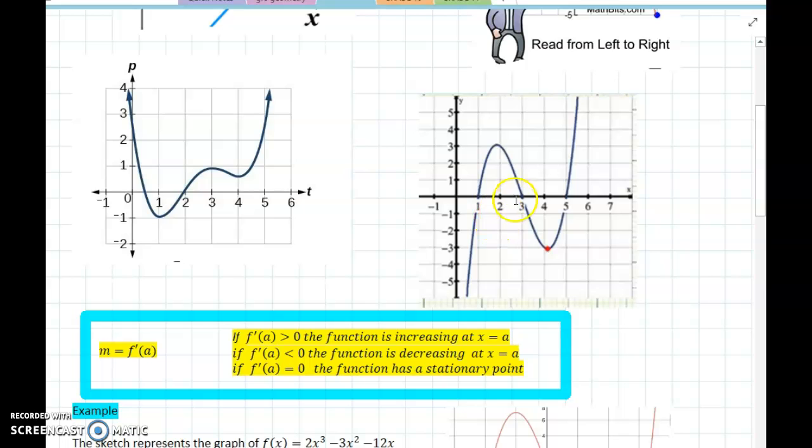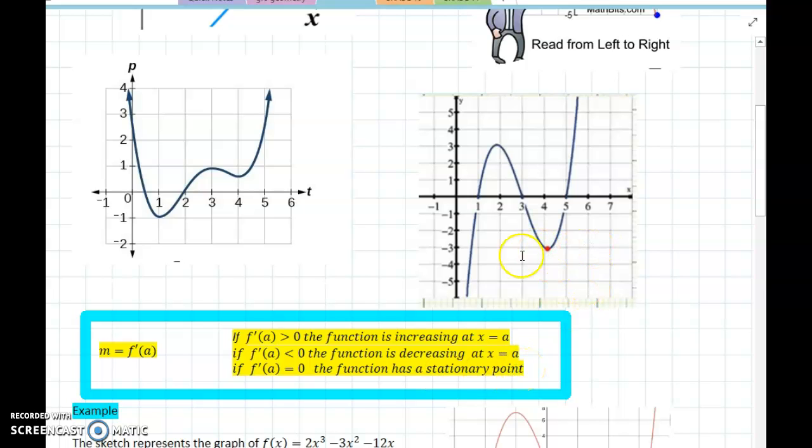So let's take this point here, let's say 2.5. If I were to draw a tangent at that point, the gradient at 2.5 would be negative, and we say the function is decreasing at that point, x equal to 2.5. If the gradient of the tangent is equal to 0, then the function has a stationary point.